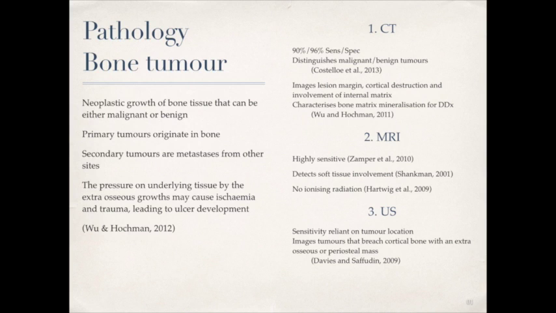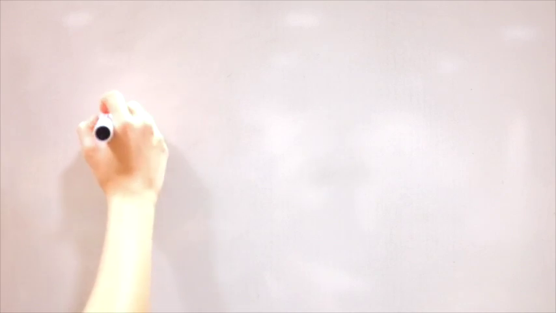MRI is the next best option as it is highly sensitive and detects soft tissue involvement of the tumour. It also emits no ionizing radiation. Ultrasound sensitivity is primarily reliant on the tumour location, and it can only image tumours that breach cortical bone with extra osseous or periosteal mass.